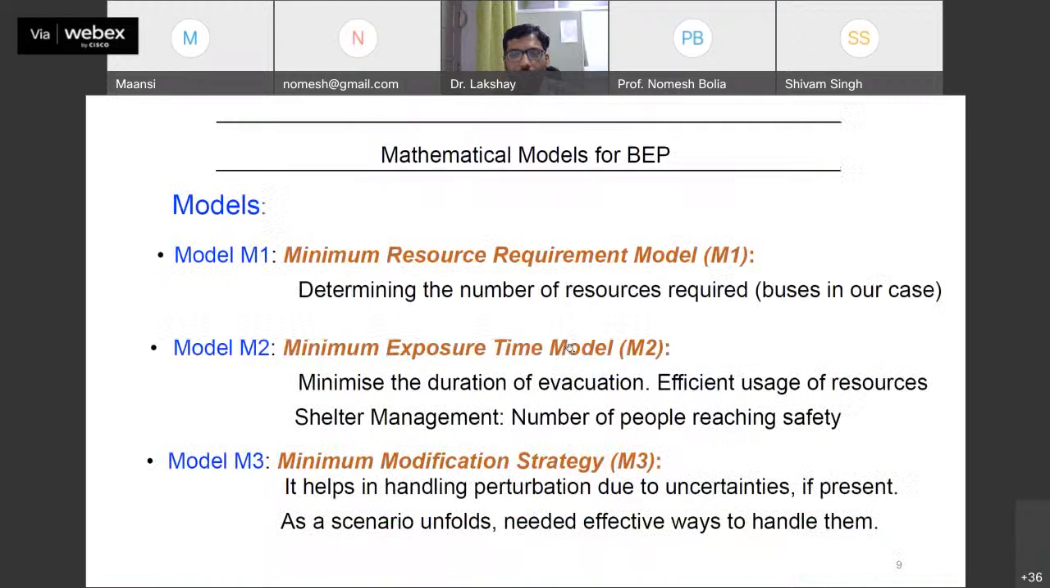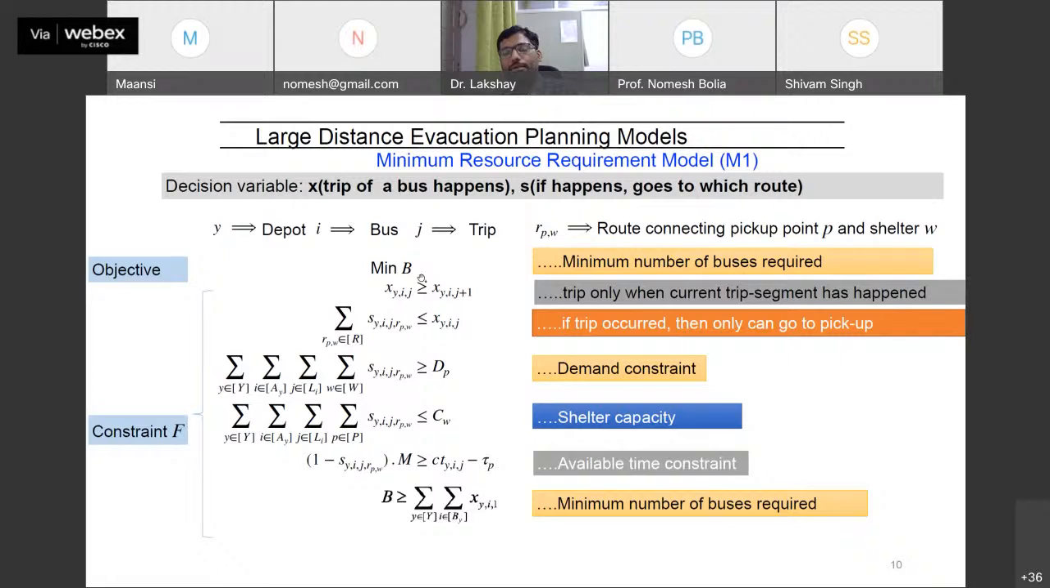Now coming back to the model, these are my two decision variables: whether the bus trip happens, meaning whether it's being used. If it's being used in its trip J, I have defined it as X_YIJ. Y means the depot, D, which is the starting point from where it started. Then it goes to this I, meaning the bus. Suppose there are 100 buses at a particular depot. Then they need to go on the different trips, and whether this trip is happening.